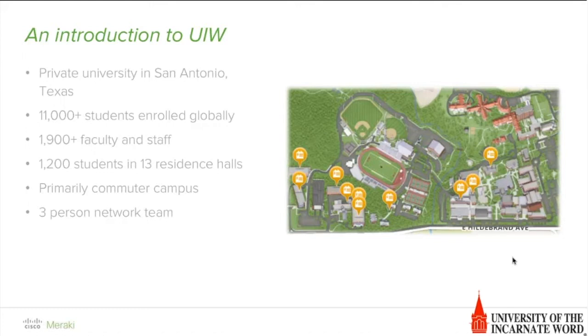The University of the Incarnate Word is a private Catholic school in San Antonio, Texas. As you can see by the numbers here, we have around 11,000 enrolled globally and 1,900 staff. With all of that, we are a heavy commuter campus. We have 13 residence halls, but a vast majority of our students are commuters. But we did run into a problem.